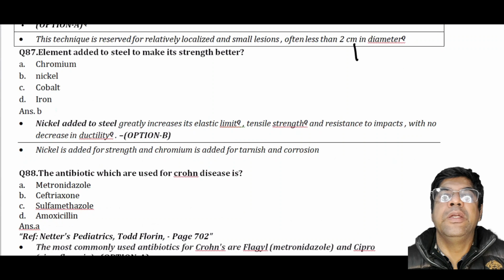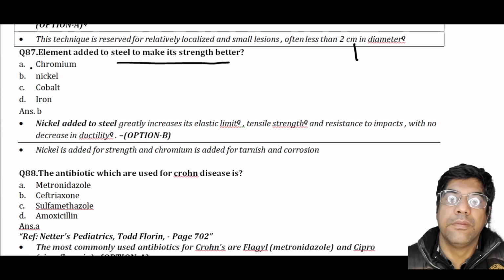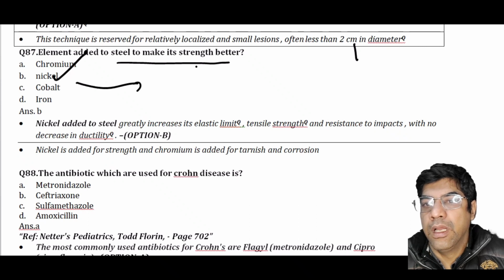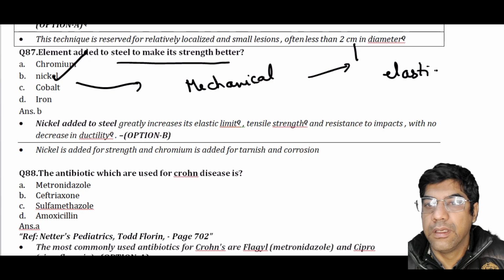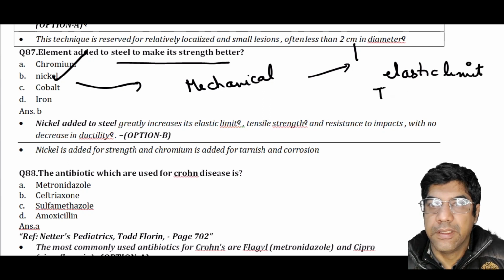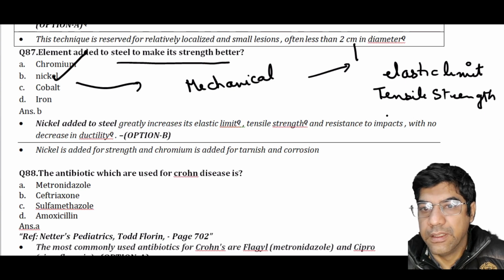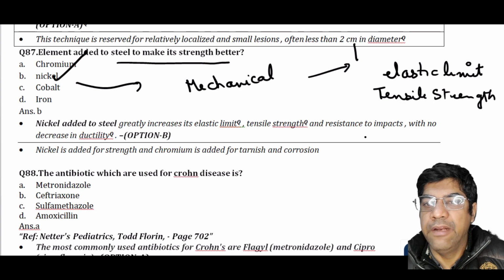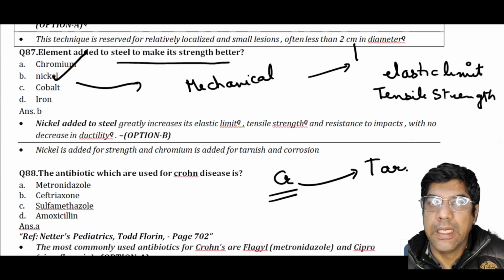Coming to the next question, the element that is added to steel to make its strength better. The answer is nickel. Well, the addition of nickel to steel enhances its mechanical property. So nickel improves the elastic limit, tensile strength, and resistance to impact of the steel. Remember, while nickel is added for strength, chromium is added to steel for the property that is related to tarnish and corrosion.